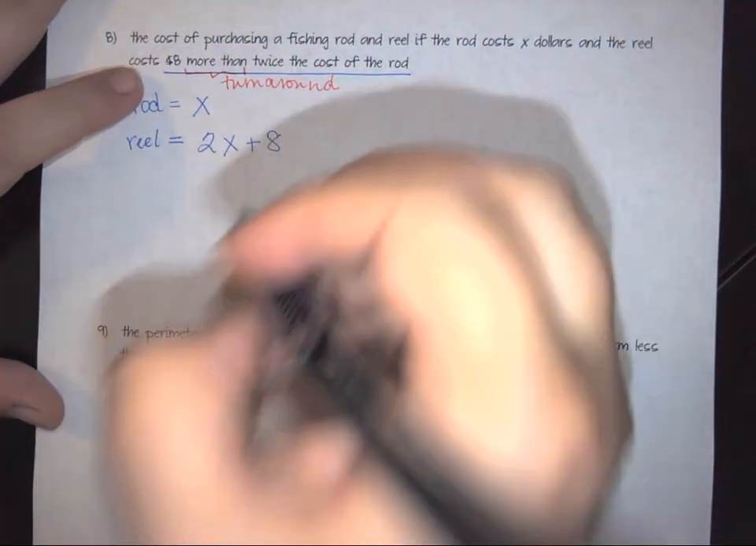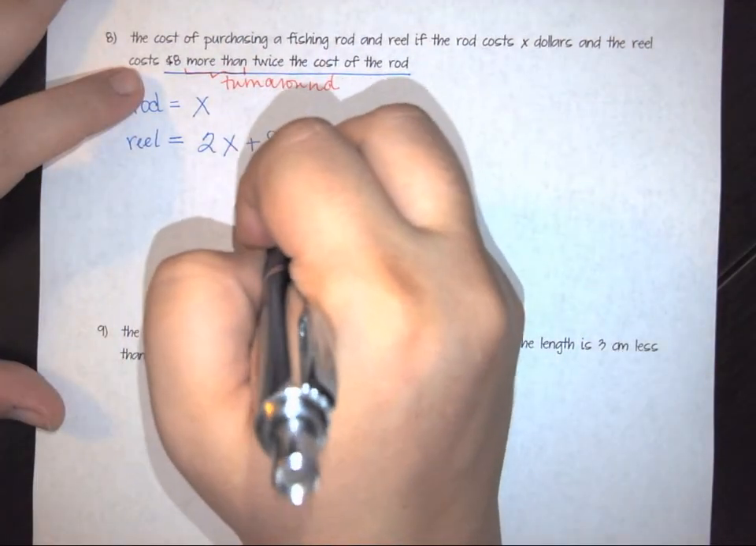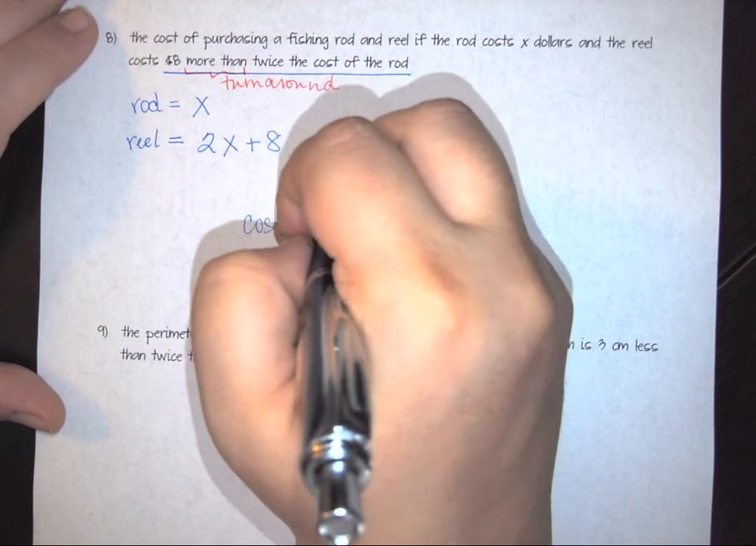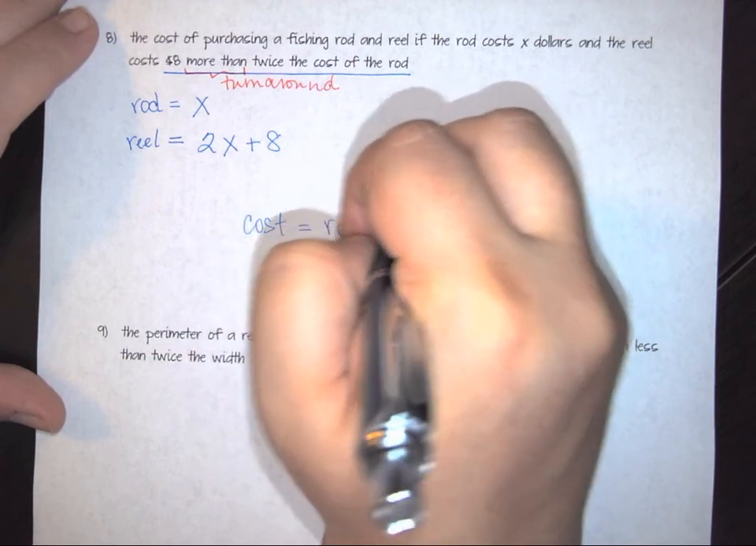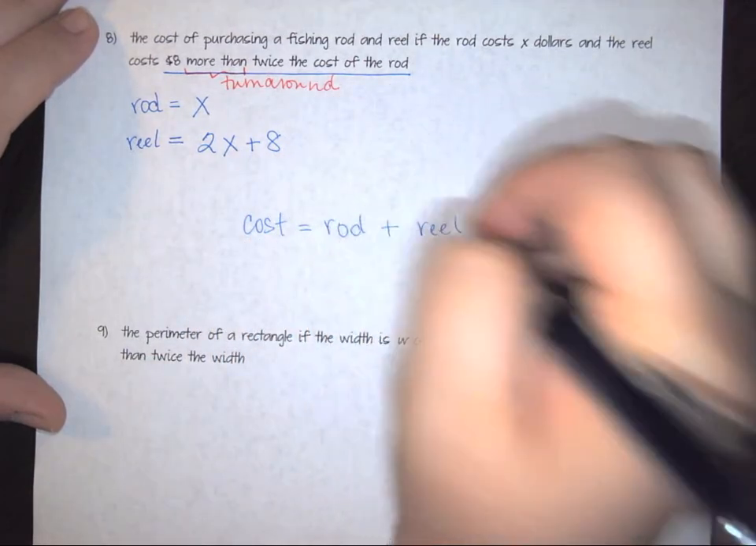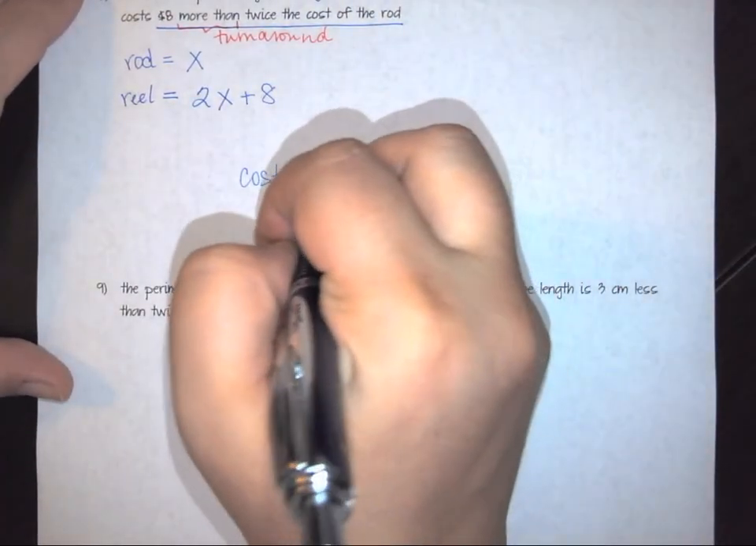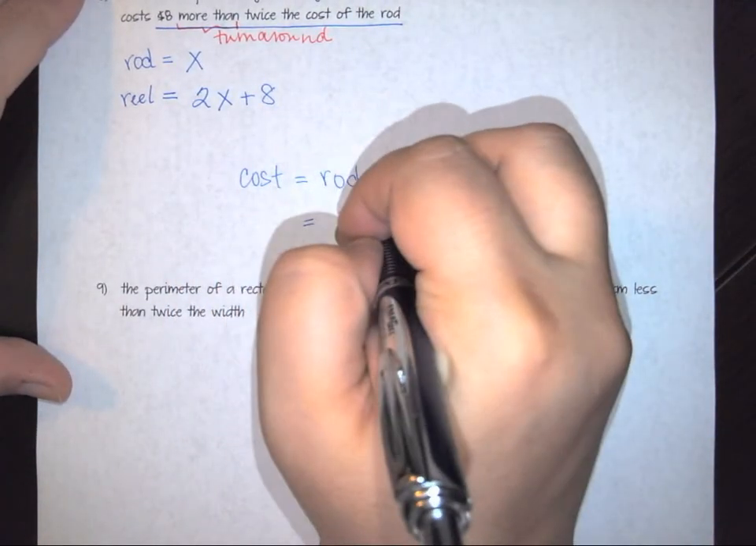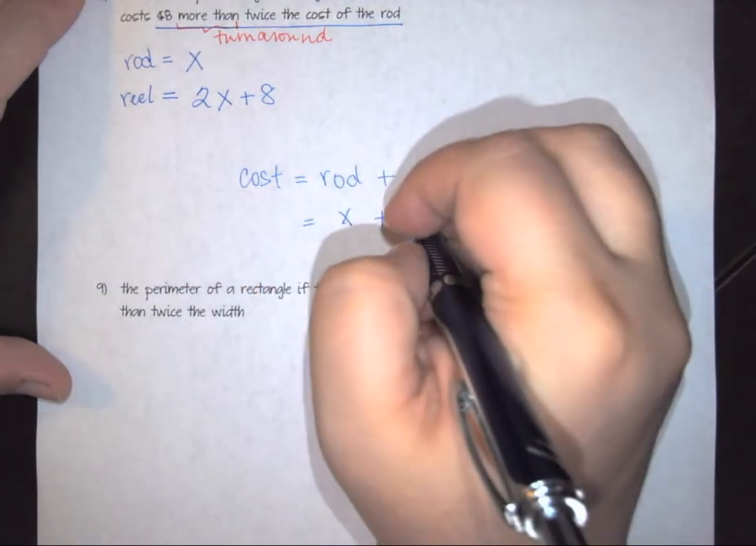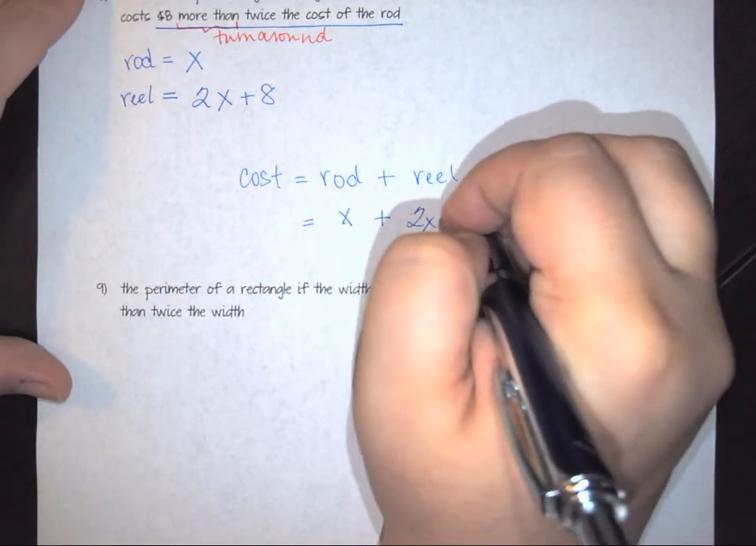So twice the cost of the rod, so twice the rod, which was X, and then plus 8 more. So if I want to know the total cost, that says I'm looking at doing the rod plus the reel. So what do I know? I know that my rod was X, and then my reel was 2X plus 8.